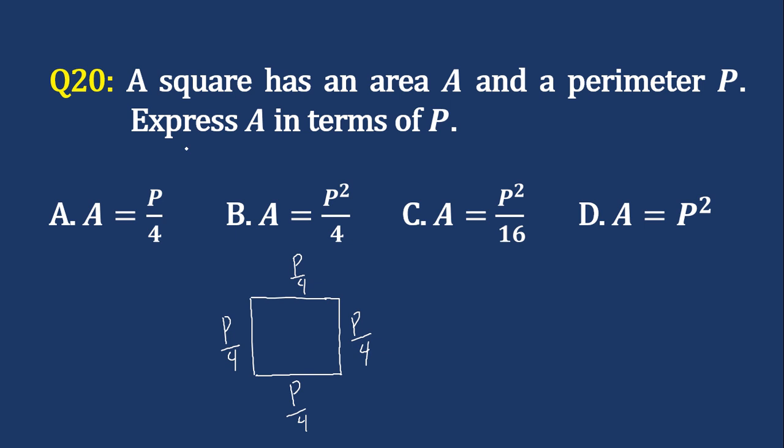Now we're asked to express the area A in terms of P. How do we get the area of a square? Side times side, right? So what's the side? P over 4. So A is equal to P over 4 times P over 4, which is equal to P squared over 16. And that is letter C.